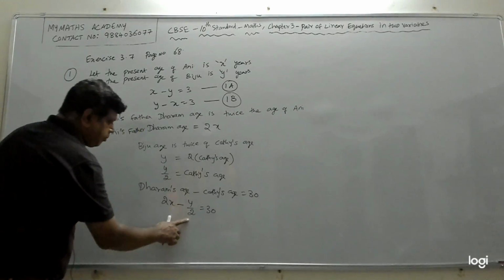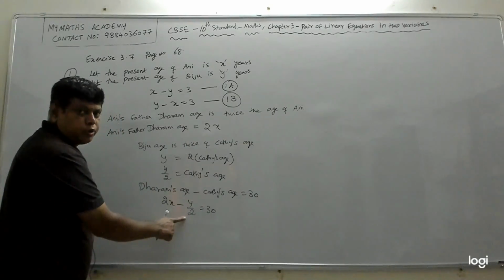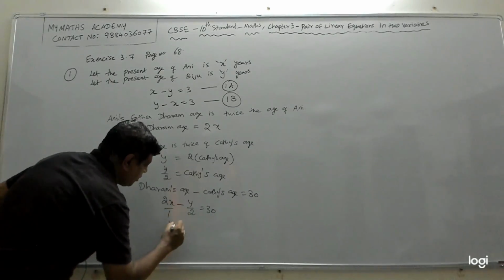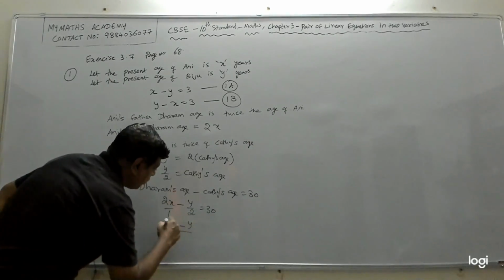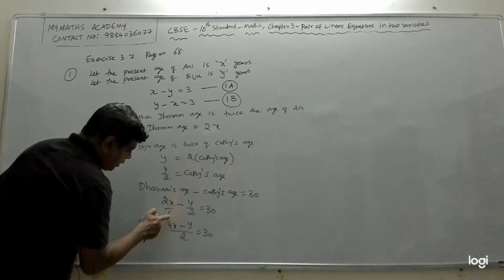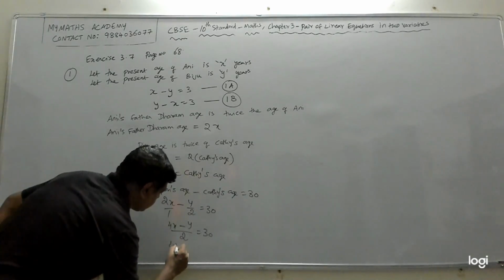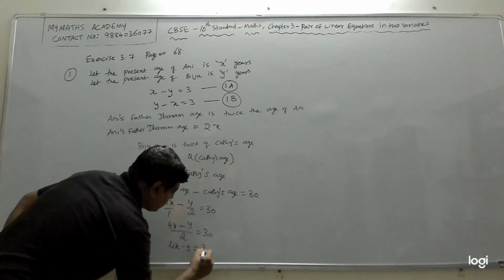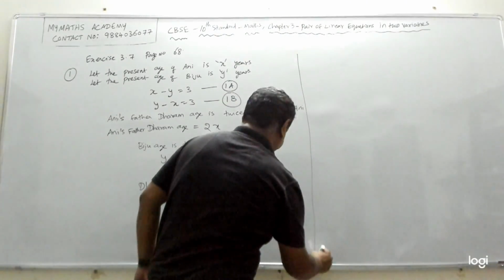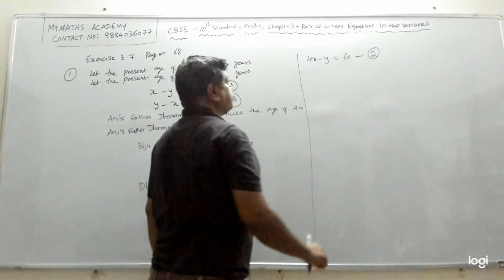Now y by 2 is there, so we can simplify this equation because we don't want a 2 in the denominator. So we multiply: 2 into 2x is 4x, minus 1 into y by 1 into 2, that is y, equal to 30 into 2, which becomes 60. So the next step is 4x minus y equal to 60. This is your second equation.